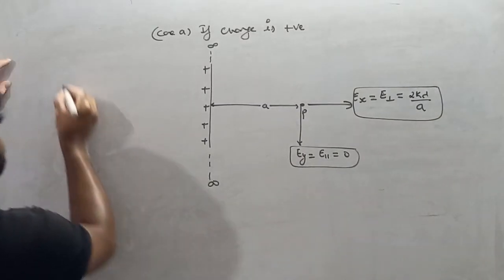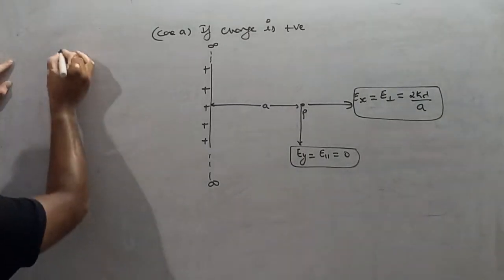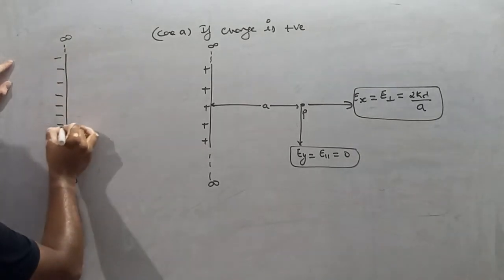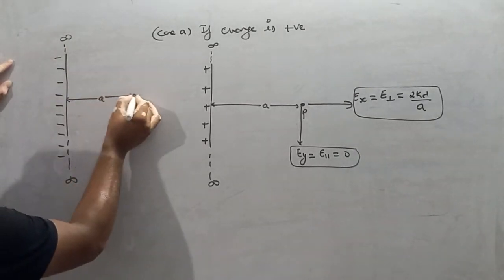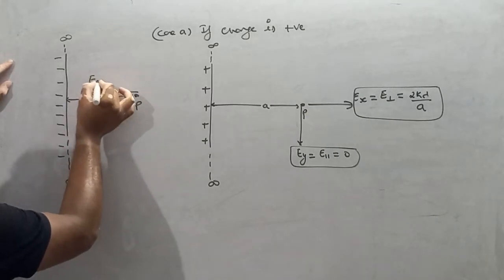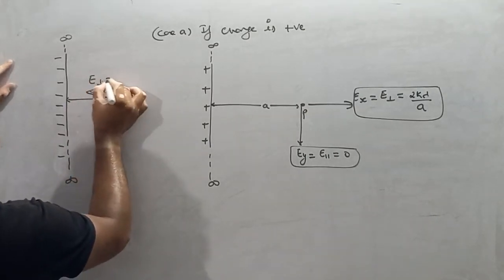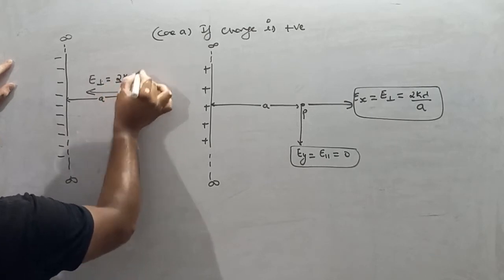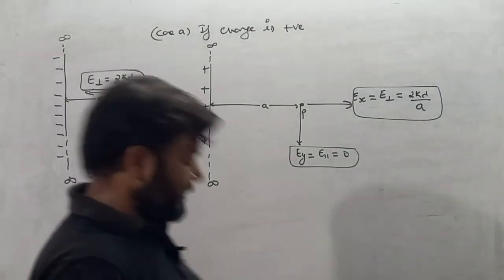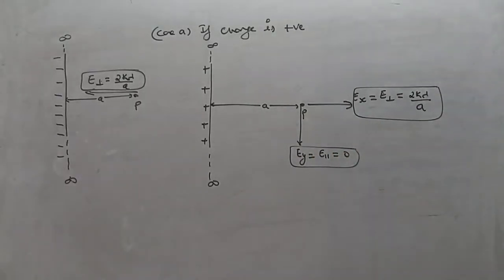And if charge is negative, we have infinite length wire and on the wire charge is negative. So at point P, electric field is towards the wire, and it is equal to 2k lambda by A. I hope you all understand how to find electric field due to infinite length wire and finite length wire. Now we are discussing electric field due to semi-infinite length wire.